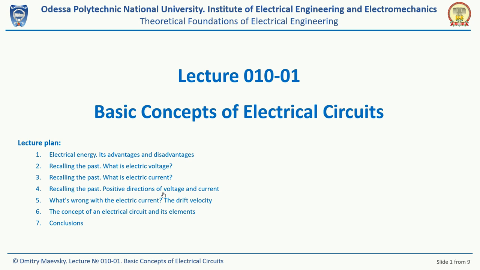We will discover that the existing definition of electric current has many shortcomings and conclude that in reality we don't truly understand what electric charge, electric current, and electric voltage are. However, this will not prevent us from exploring the manifestation of electricity in our world. We will also learn what an electric circuit is, what an element of an electric circuit is, and how they differ from each other.